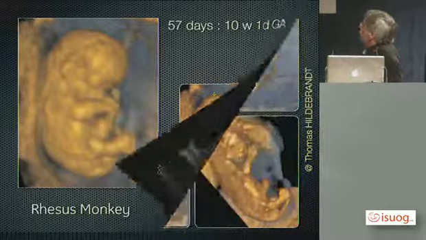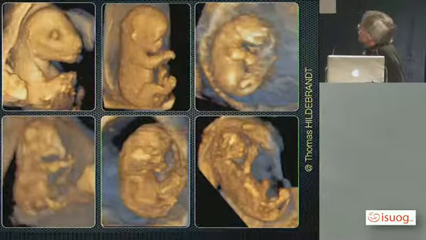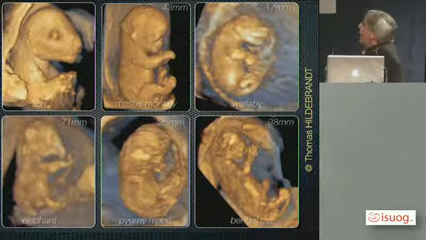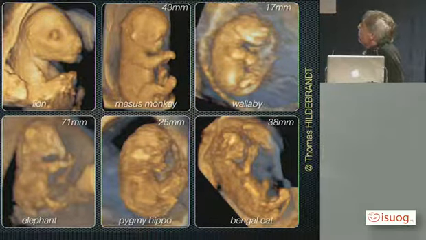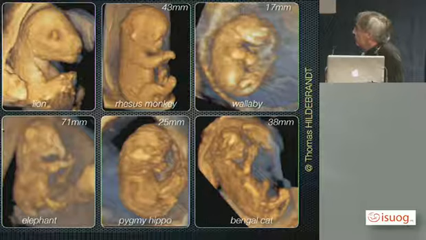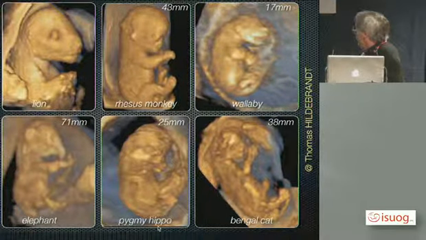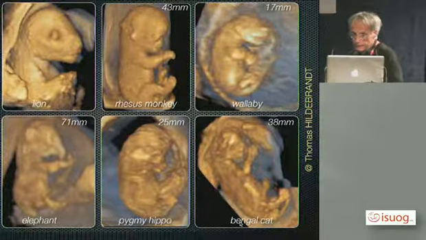And here you can see I have this picture from Thomas Hildebrandt. The embryo and fetus from lion, rhesus monkey, wallaby, elephant is a nice one, pygmy, and Bengal cat.